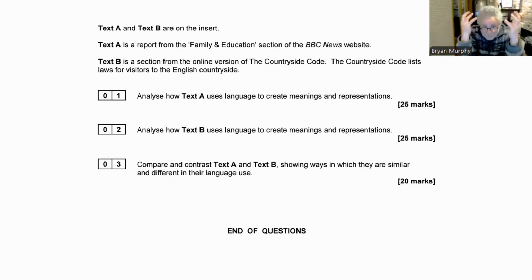How could I possibly analyze text A? First, I've got to read text A in an exam. That's going to be difficult enough for me. And then analyze it to explain how it uses language to create meanings and representations. And then there are 25 marks for that. How anyone can mark it consistently, I don't know. If you give it to one marker and then another marker, they should give exactly the same mark, because we have to be consistent in our marking of A levels. But I bet you £1 billion they don't.